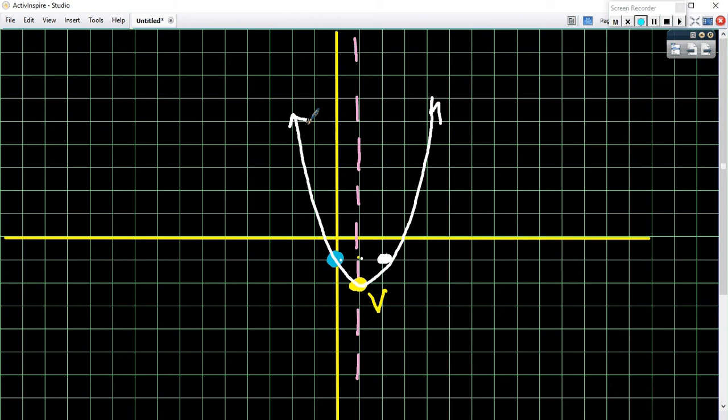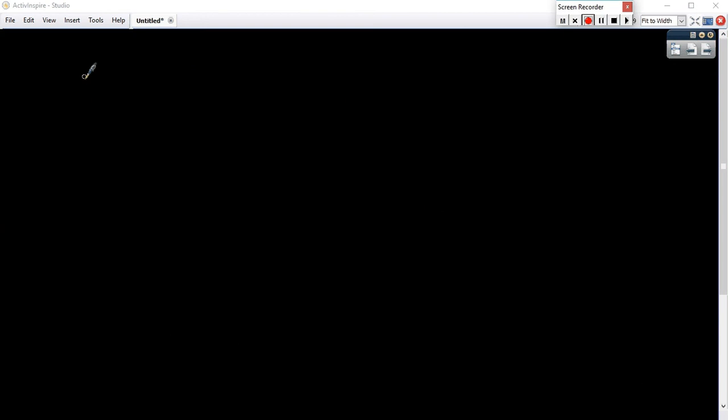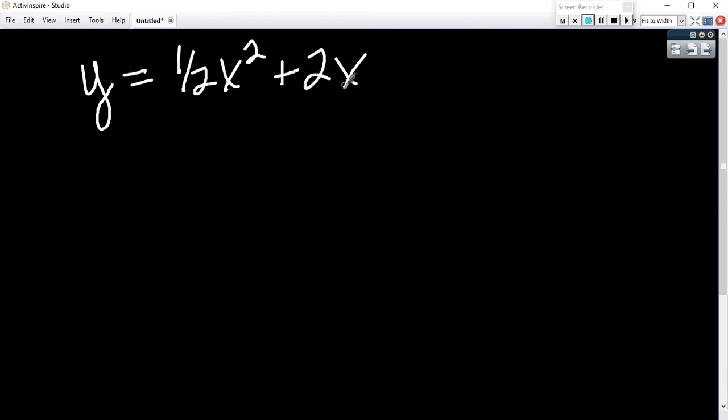All right, so let's do this one together. Let's do y equals 1/2 x squared plus 2x. We're going to do it together. We're going to do several together. All right, so step 1 was find A, B, and C. What's A? 1/2. What's B? 2. How about C? 0.